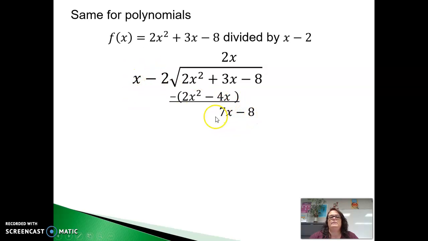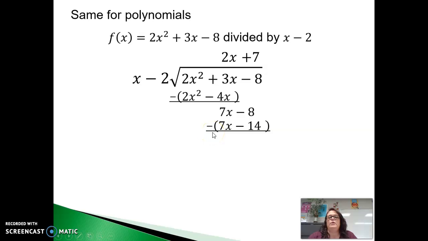So now the term is 7x. So hopefully you're screaming that we would multiply by plus 7. Don't scream too loud, especially if you have siblings still taking school. Anyways, so we're going to take the 7 and we're going to multiply it times the x minus 2. So that means I have 7 times x is 7x, and 7 times negative 2 is negative 14.